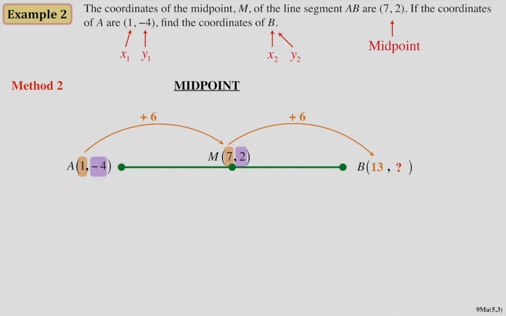Now we're going to focus on the number after the comma, the y values. What do you add or subtract to -4 to get to the number 2? Well, we just happen to add 6 as well. These won't always be the same. Most times they'll be different. But -4 plus 6 gives 2. So I follow the arrow again and I add 6 again. 2 plus 6 gives 8. And there's your answer. B is the point 13, 8.